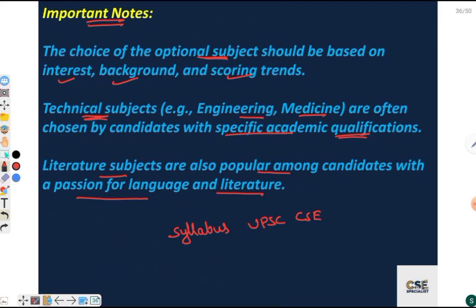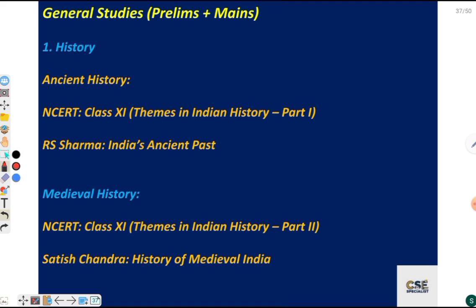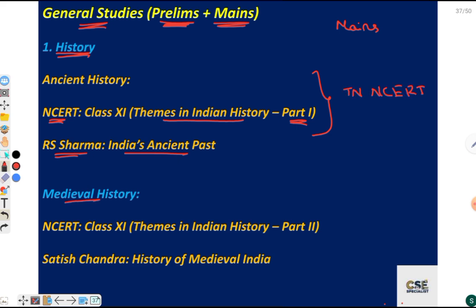Let's look at the sources that we have to read for this syllabus, for the prelims and mains. First, coming to general studies, history. In ancient history, you cover the class 11th Themes in Indian History Part 1 or R.S. Sharma's Ancient India. Instead of doing this, I recommend you study the Tamil Nadu NCERT. Then in medieval history, there is the NCERT of class 11th Themes in Indian History. Also, instead of doing this, cover the Tamil Nadu NCERT and the Satish Chandra book, History of Medieval India.